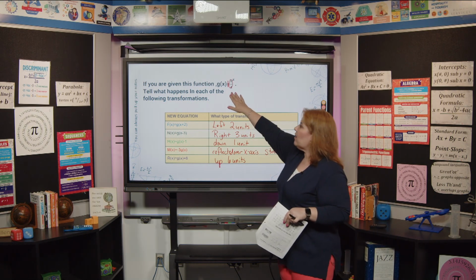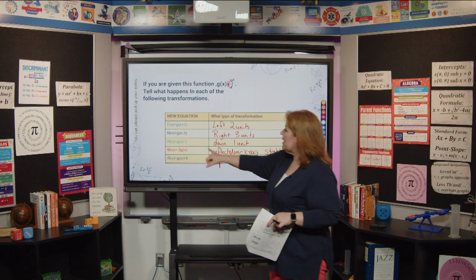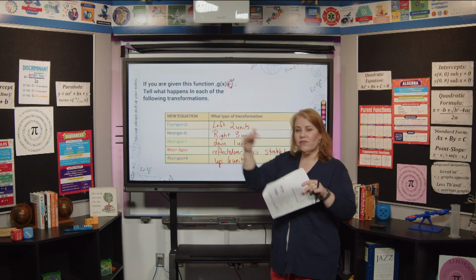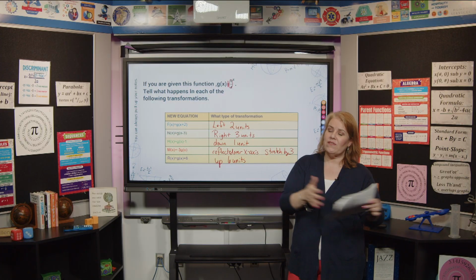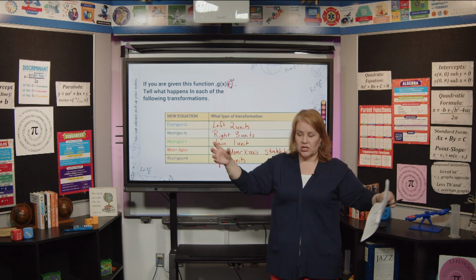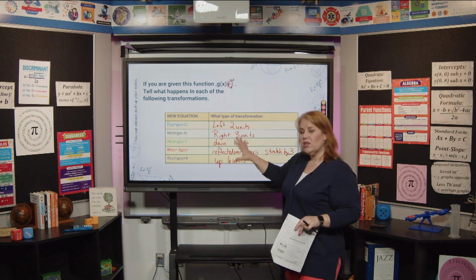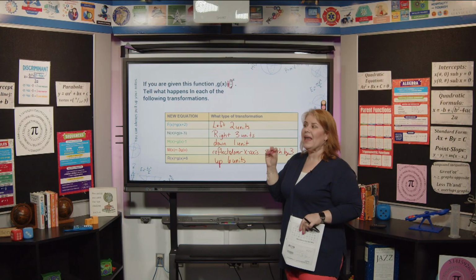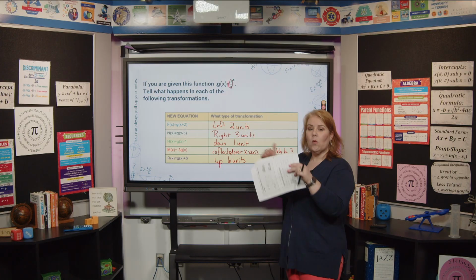Now, you can always take these and plug them in your calculator or plug them in your Desmos, put your parent function as one color, and then do this to each one of them in different colors, and it will show you if it's going right or if it's going left, if it's going up or down, or if it's compressing or if it's stretching. So that's a good thing about using that technology tool. It can help us look to see what we've done.